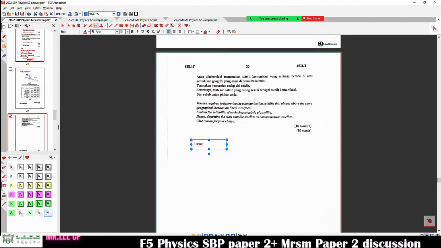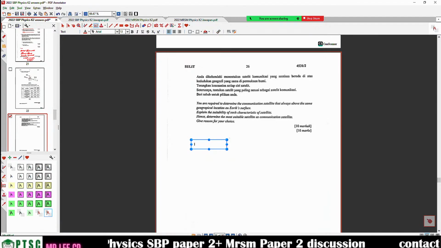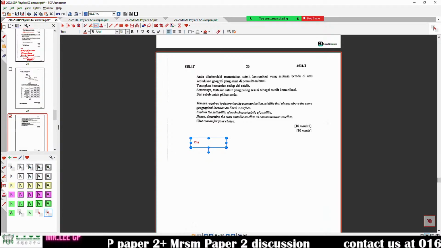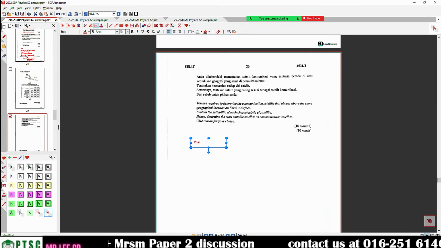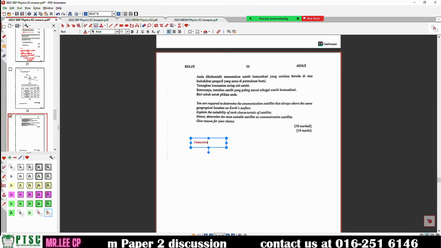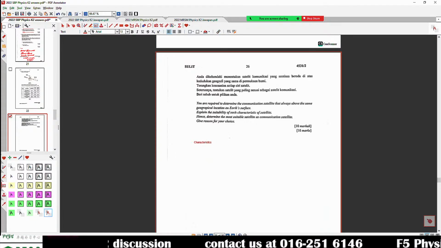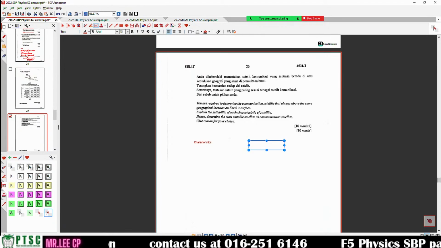Wait, I should use this one. 是小的 correct 还是小的. Characteristics. Oh, I put 75%. Alright, I know already. So this one, reason.